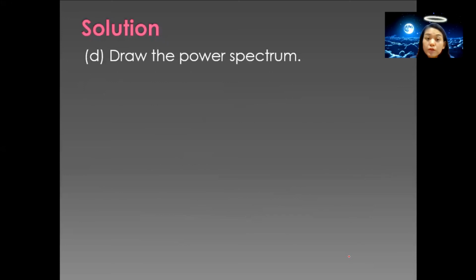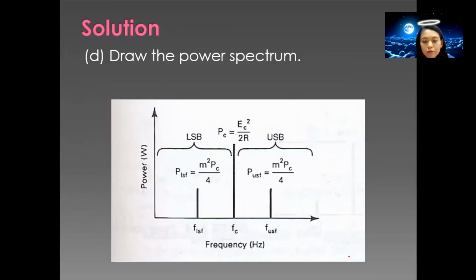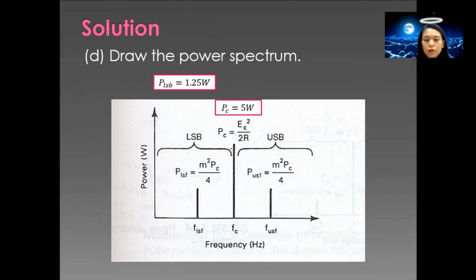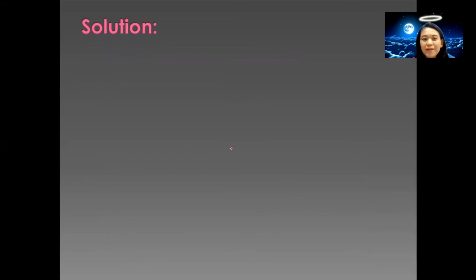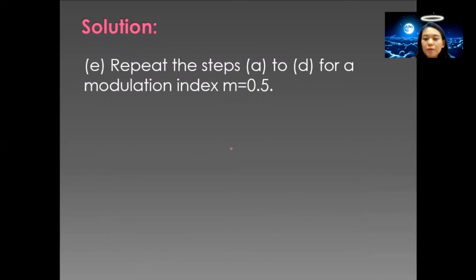Then we go to draw the power spectrum. Okay, this is very easy. You just have to draw your x-axis as your frequency and your y-axis as your power. Then you draw it and label it. Your PC is equal to 5, your PLSB is equal to 1.25, and your PUSB is 1.25. That's all. Then we repeat steps A, B, C, D for the modulating index equal to 0.5.